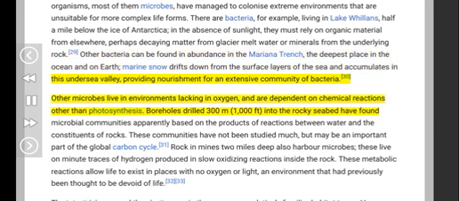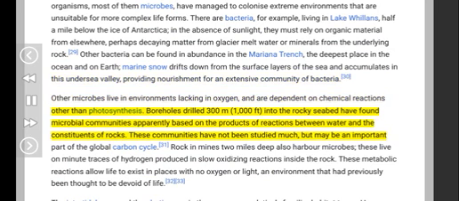30. Other microbes live in environments lacking in oxygen, and are dependent on chemical reactions other than photosynthesis. Boreholes drilled 300 meters (1,000 feet) into the rocky seabed have found microbial communities apparently based on the products of reactions between water and the constituents of rocks. These communities have not been studied much, but may be an important part of the global carbon cycle.